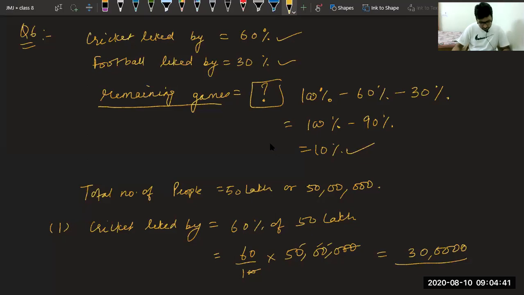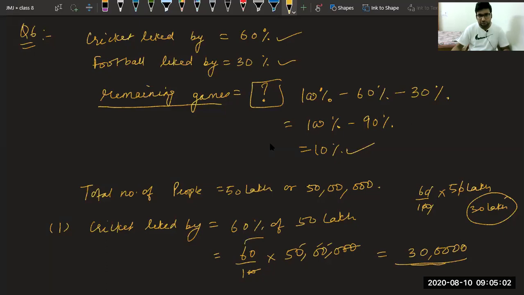50 into 30 by 100, 30 lakh. Okay, actually we had 50 lakh multiplied with 60 upon 100. Yes, it should come 30 lakh only. But why in this case is it coming 3 lakhs? Sir, check your multiplication. But I'm checking that only.